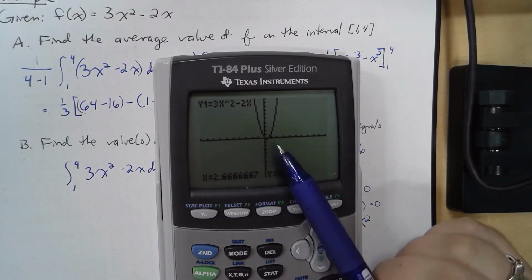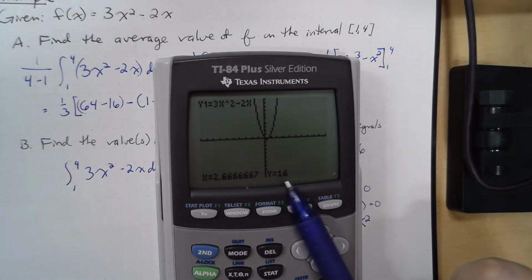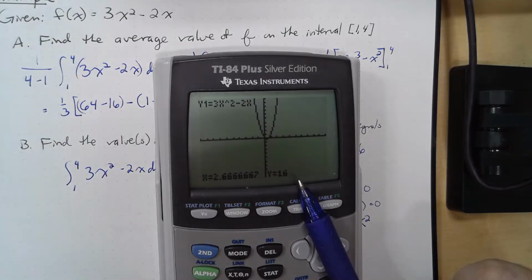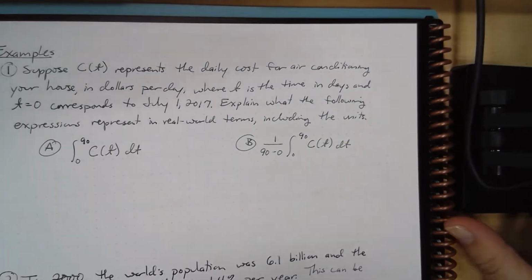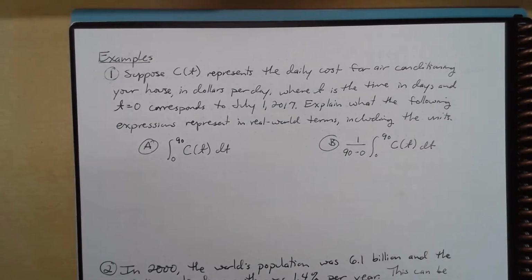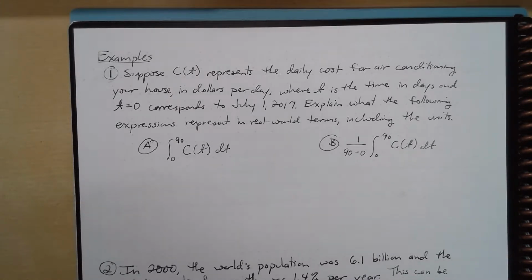So I do have a point there at 8/3 where I'm equal to that average value of the function. Okay, let's do another example, a little bit of a word problem this time. The point of integration is that we are able to find an amount, okay?